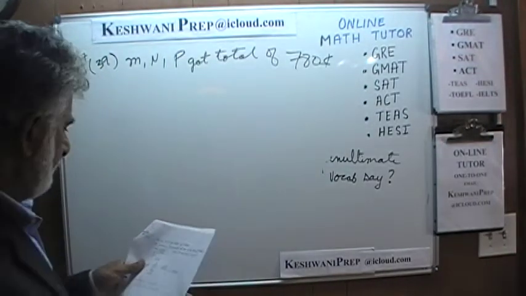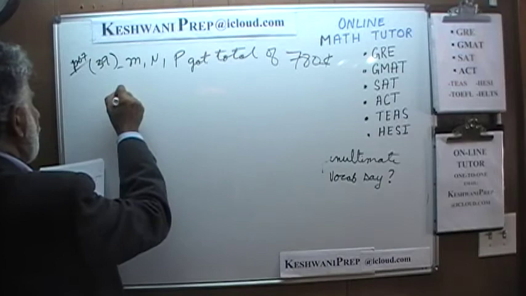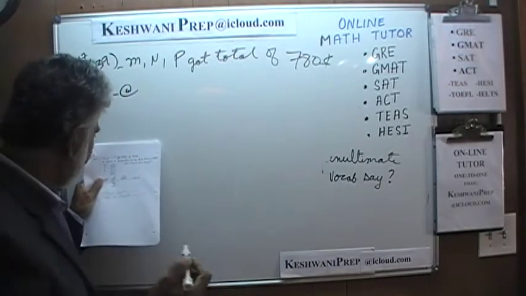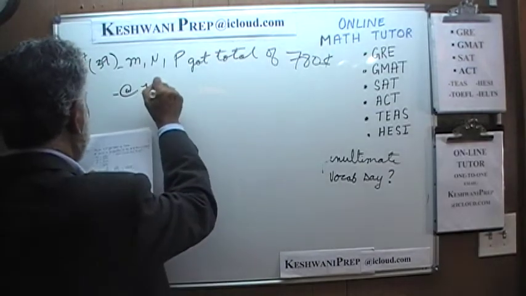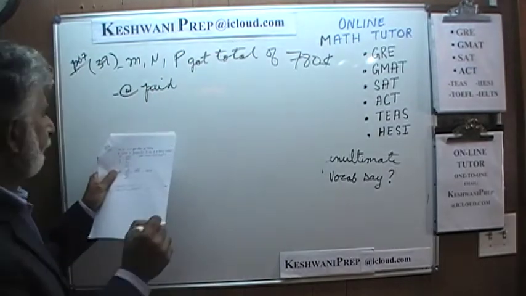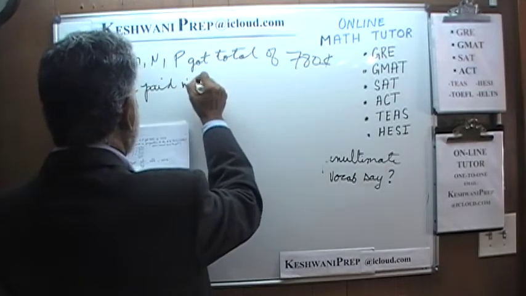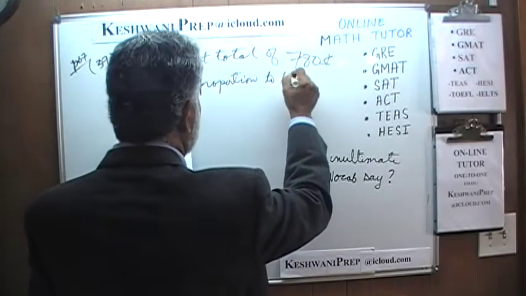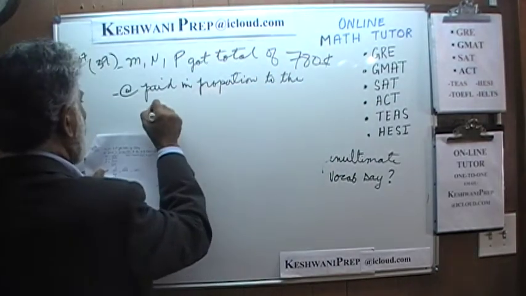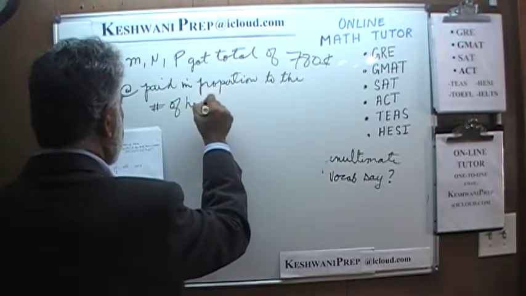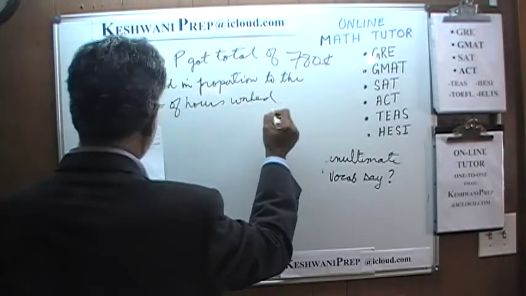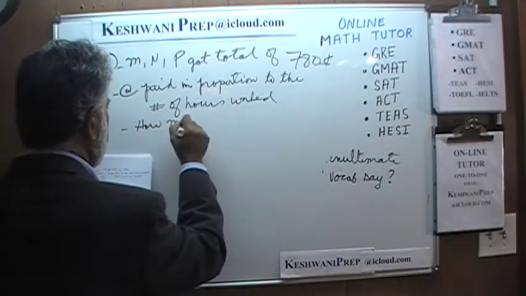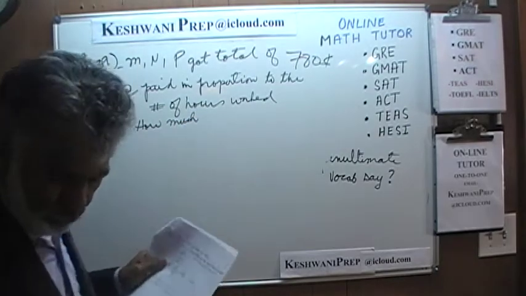Do you understand? And we are told that each one of these persons, not people, each one of these persons was paid, because each is singular, in proportion to the number of hours worked. Question is, how much? Oh, well, I haven't told you how many hours they have worked.